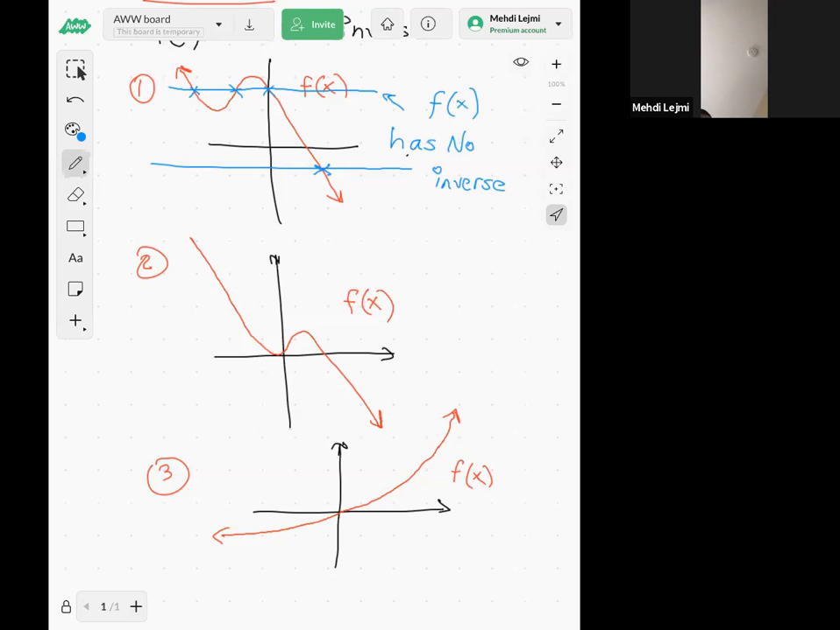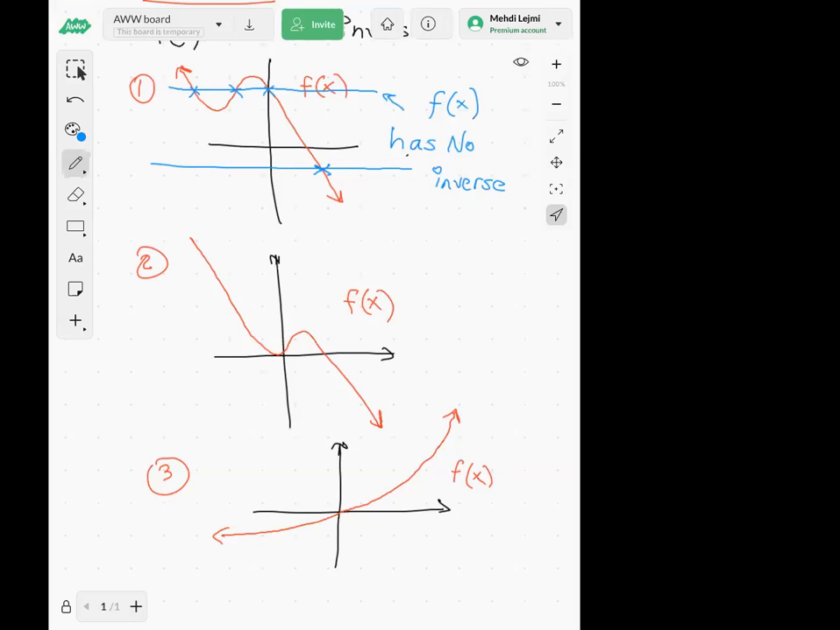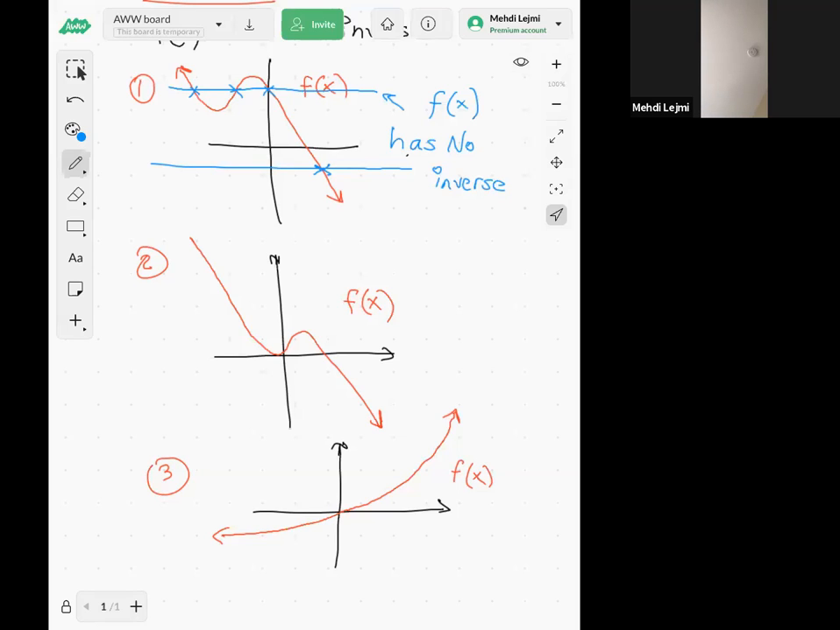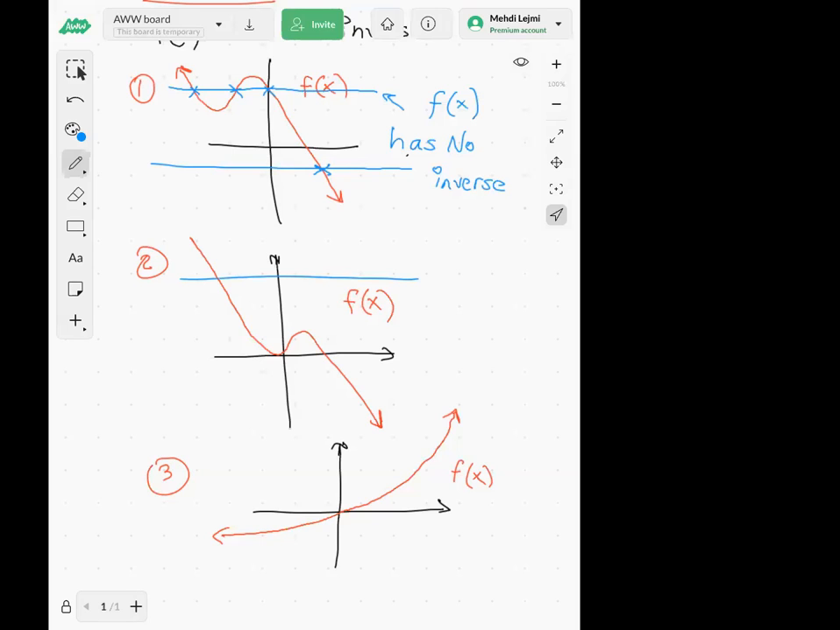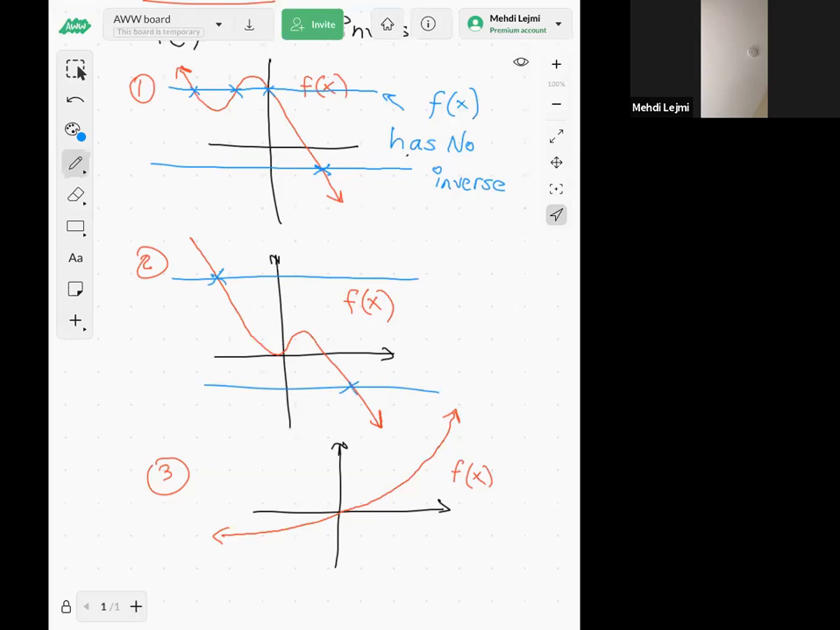So what about number 2? It doesn't have an inverse too. Yes, absolutely, for the same reason. Here it's okay, you have 1 point. Here it's okay, you have 1 point. But in the middle here, if you take this horizontal line, that will be a problem. You're going to have 3 different points, so this function f has no inverse.